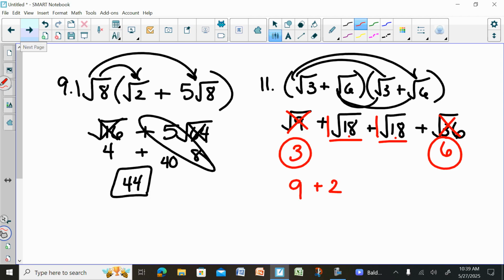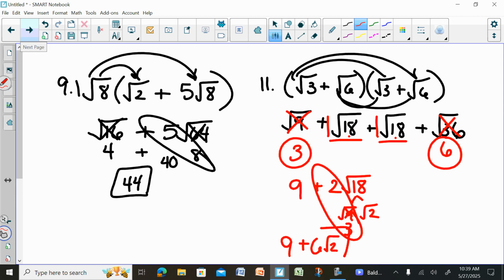And then we have 2 root 18s. We're not quite done yet. We have 1 pile of root 18s, but root 18 can be simplified. Root 18 turns into root 9 and root 2. Don't forget the roots. Root 9 becomes 3. The 2 and 3 make 6, not 5. And so 9 plus 6 root 2 is the simplest form of that problem.